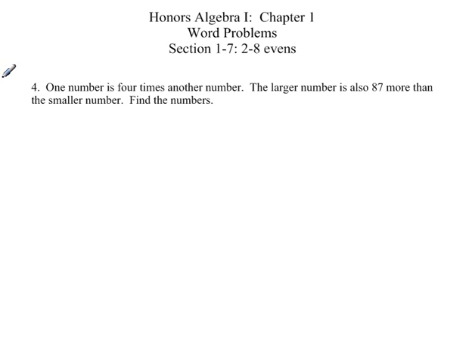Now moving on to the next one, number 4. I have a number that is 4 times another number, and the larger number is also 87 more than the smaller number. So I'm working with the larger number and smaller number. So let's just say large and small. And I'm going to use this first statement to set up how the two numbers relate to one another. One number is 4 times another number.